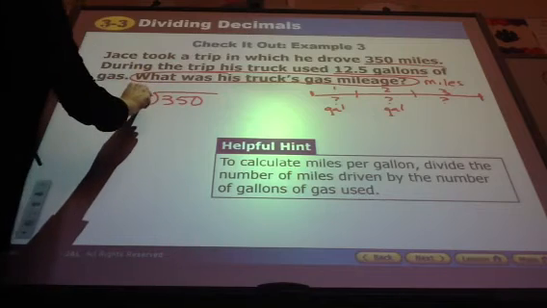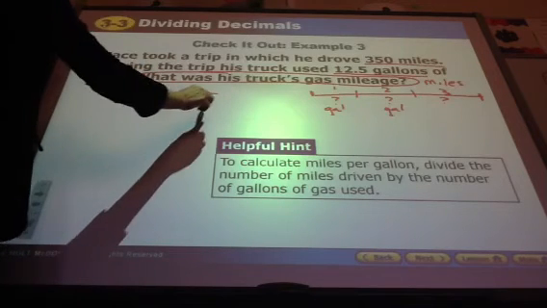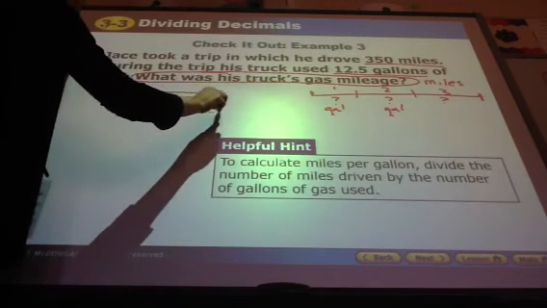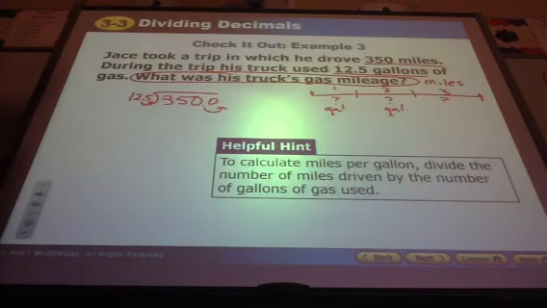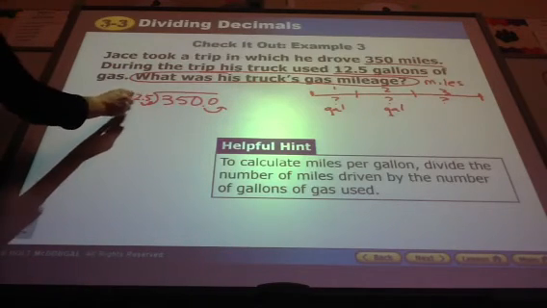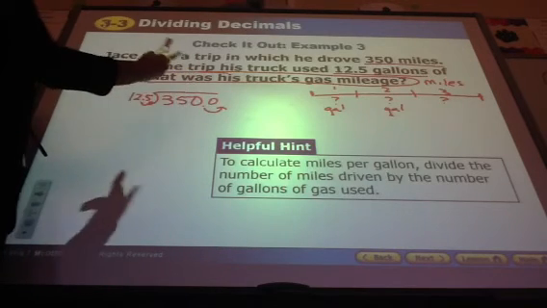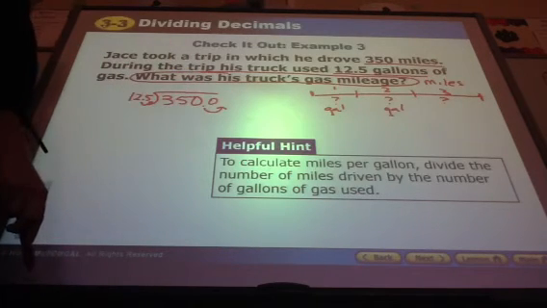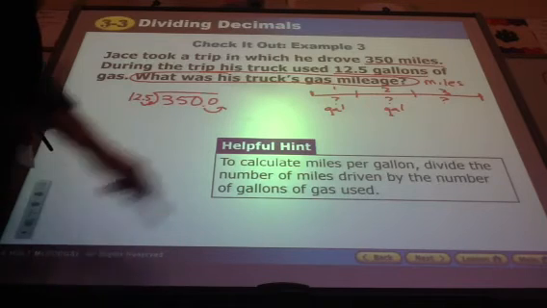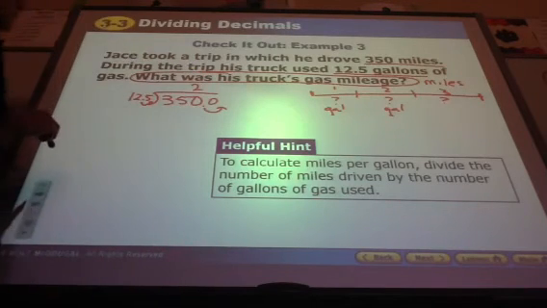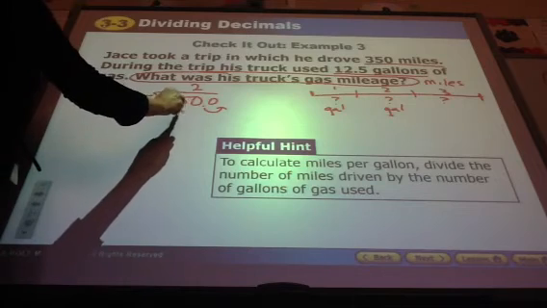12.5 gallons, which means I'm going to move my decimal point 1 place here. My decimal point's understood to be here, so I'm going to move it 1 and put in a 0. So I'm seeing how many times 125 will go into 350. Well, if I go 2, that's 250. If I go 3, that would be 375, so I can only go 2, because 375 would be too much. So that's going to be 250.